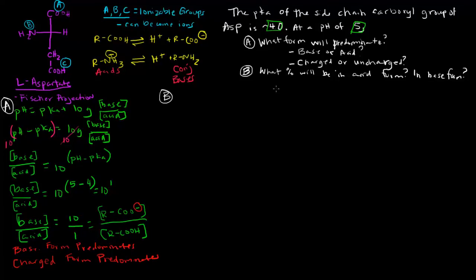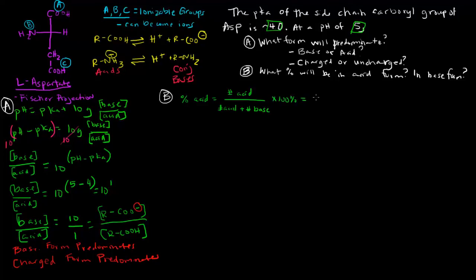So if we want to find the percentage that will be in the acid form, what we would do is take the number of acids. Let's do this in green, sorry. Before I write that, the percent in the acid form will equal the number in the acid form over the total number of species, which will be the number in the acid form plus the number in the base form. And then we'll have that fraction. All we have to do is multiply that by 100%.